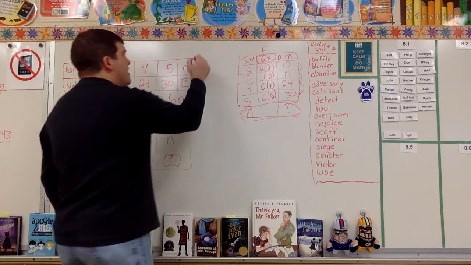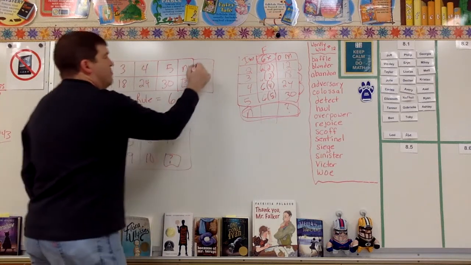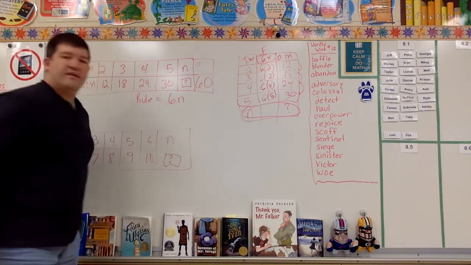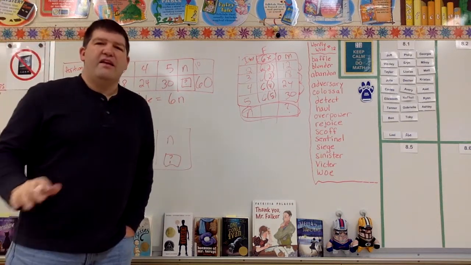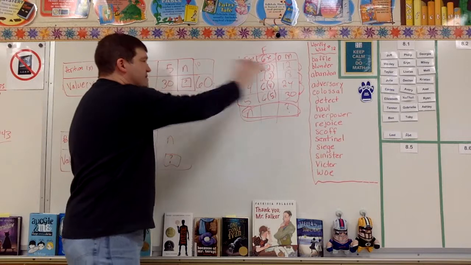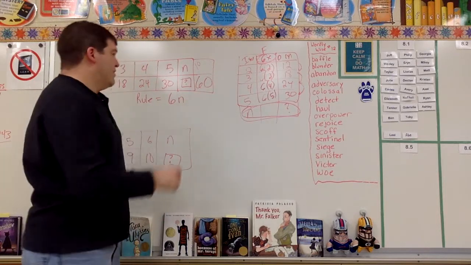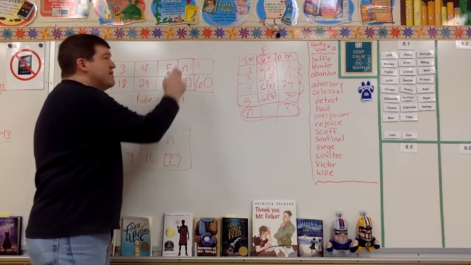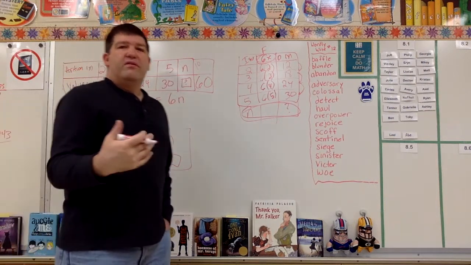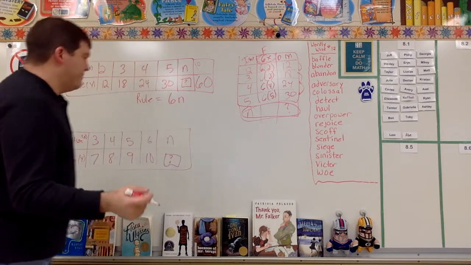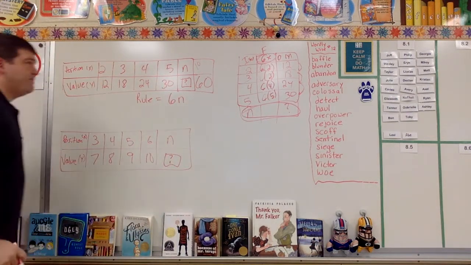So say I do want to do 10. I put 10 in there. 10 times 6 is 60. Then I can find any number in this sequence. I don't have to do it in order like this. I can just say, whatever my number is, times 6, that's my output or my value that I'm looking for. Okay. Let's look at this one here.